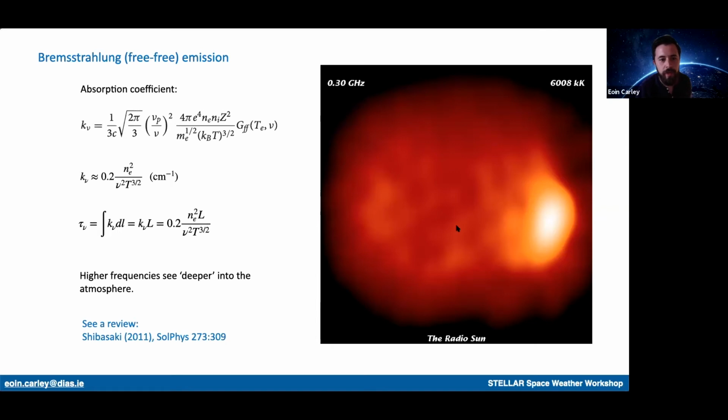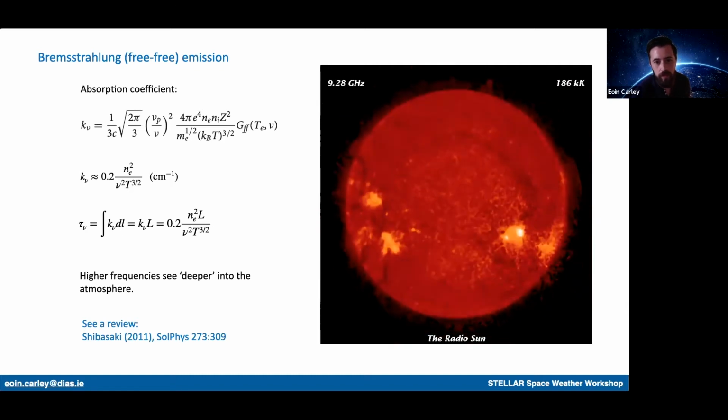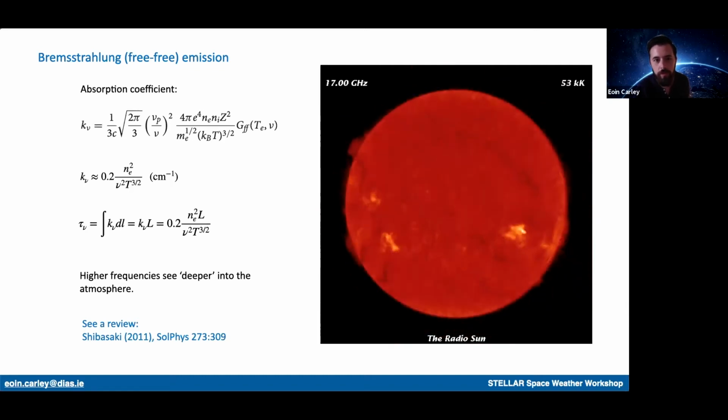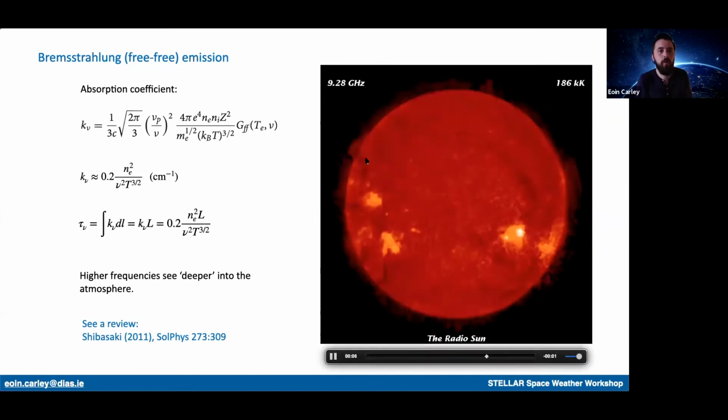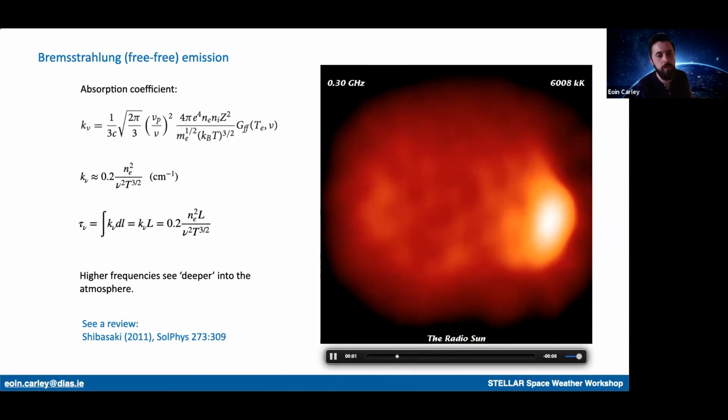So I'll play that movie again here. We start at 300 megahertz. This would represent where optical depth becomes 1 for that frequency. But moving into higher frequencies, we can see further and further along the line of sight because the opacity drops as we move in frequency. So that's the reason why, in going from 300 megahertz to 30 gigahertz, we go from corona to chromosphere.